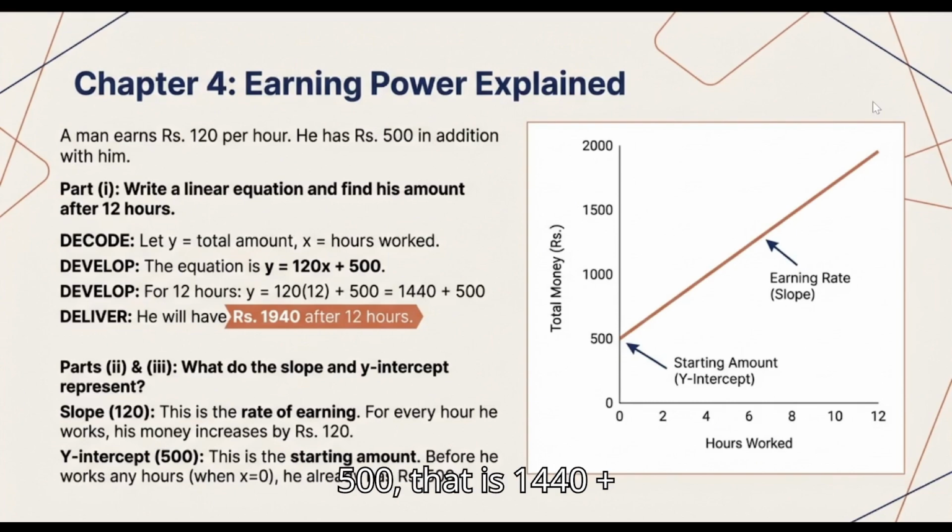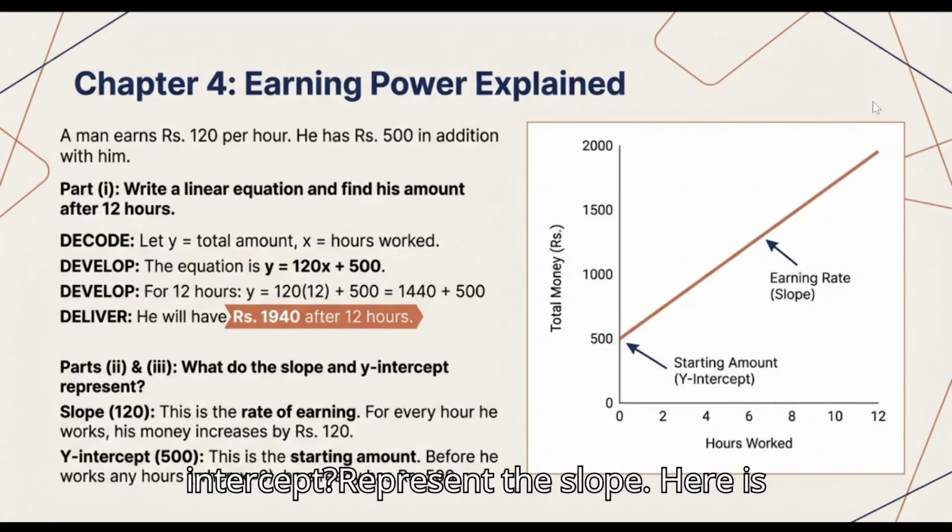That is 1440 plus 500. Our answer is 1940 rupees. This means that he will have 1940 rupees after 12 hours. For the second part, what do the slope and y-intercept represent?